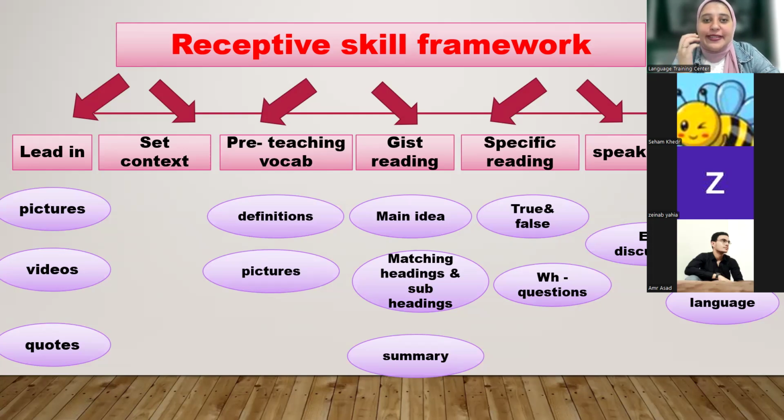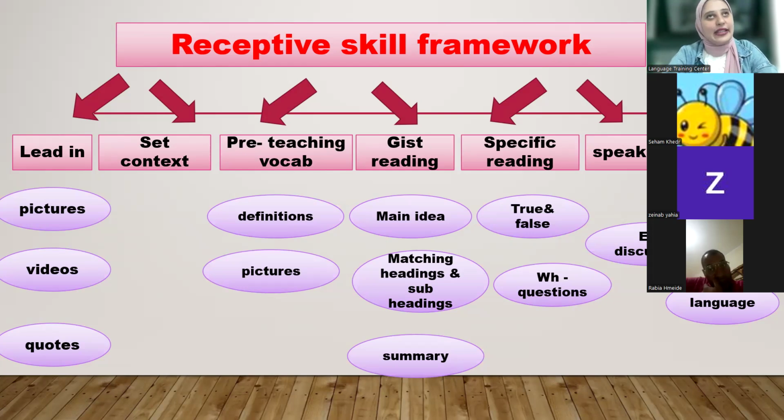And also ChatGPT recently can help in this. For example, if you write for ChatGPT, provide me a speaking task for pre-intermediate level in the context of shopping, for example, it will provide you with a variety of questions. Yes, it's our right hand.